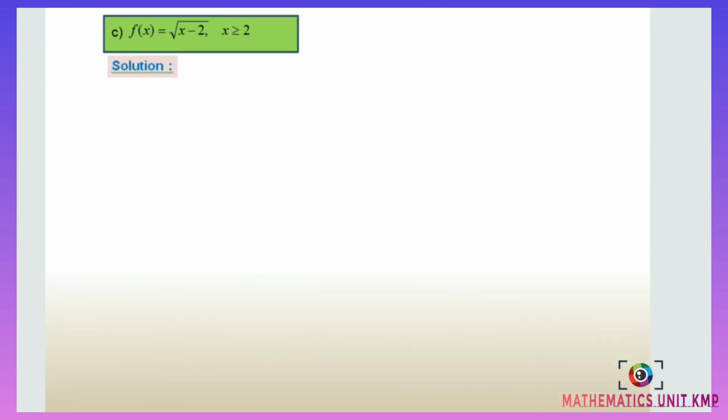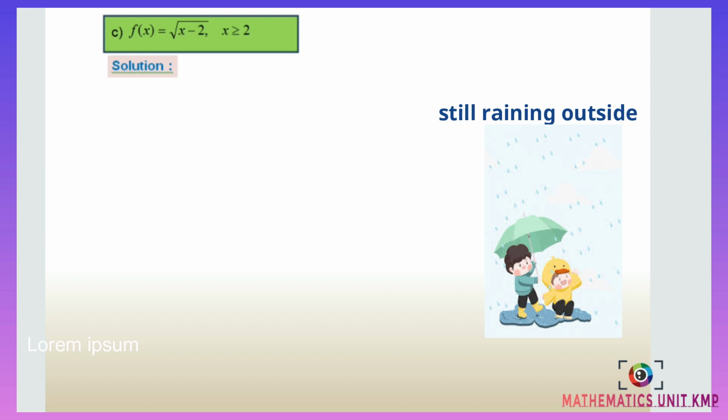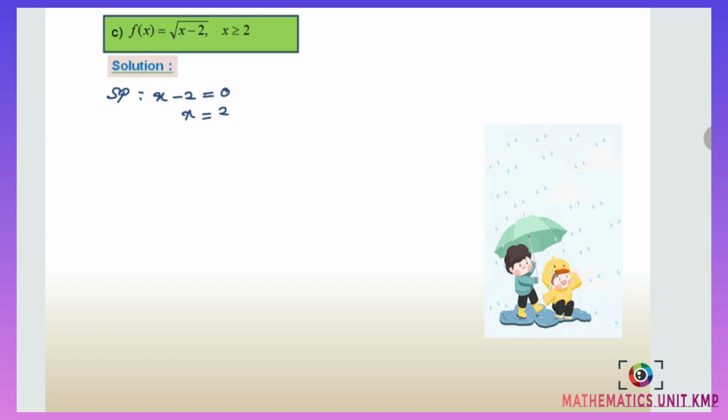For question C, given f(x) equal to square root of x minus 2 and x greater than or equal to 2. That is the square root function. First, state the starting point. For x minus 2 equal to 0, x equal to 2. And the value of y is found by substituting the value of x into the function: square root of 2 minus 2 equals square root of 0 equals 0. That means the starting point is at (2, 0). And the square root is positive.